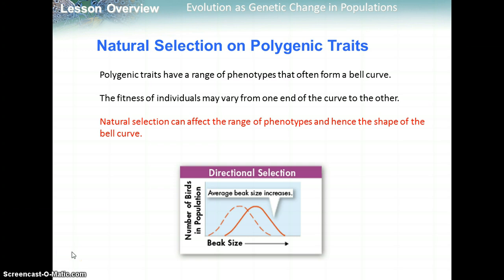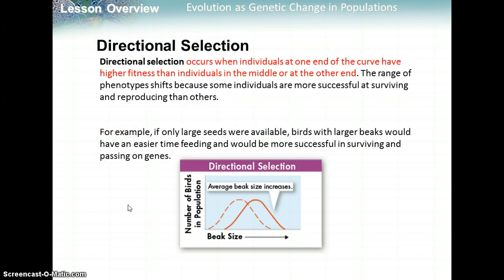Polygenic traits have a range of phenotypes that often form a bell curve. So this pattern here is called a bell curve. The fitness of individuals may vary from one end of the curve to the other. Natural selection can affect the range of phenotypes and hence the shape of the bell curve, whether it's going to be really wide. We're going to see different shapes in the next few slides. So for example, we can have something called directional selection, and this occurs when individuals at one end of the curve have higher fitness than individuals in the middle or the other end.